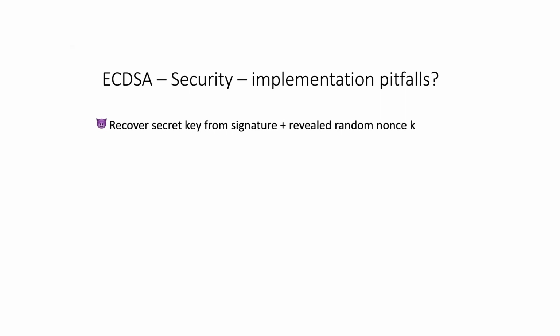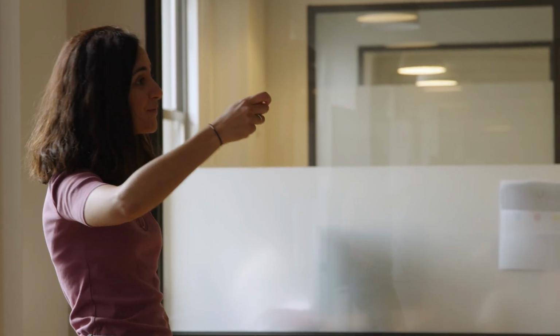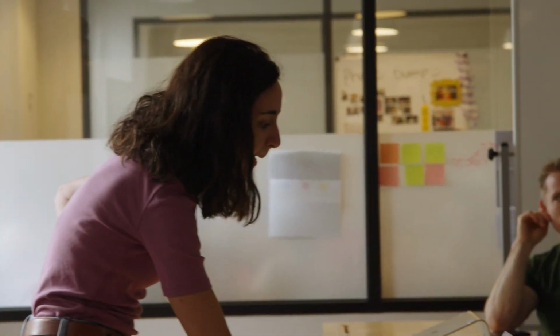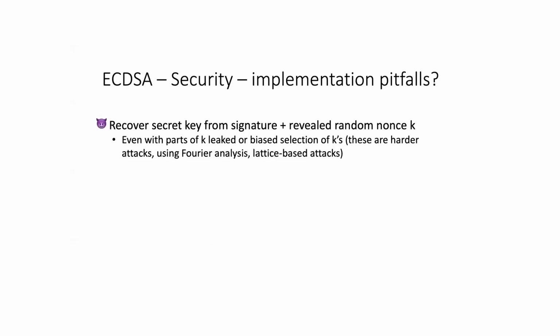There is a well-known attack that allows an adversary to recover the secret key from a signature if this random nonce k that was used during signing was revealed. So if for any reason this randomness k that you picked during signing was revealed, then an attacker can extract your secret key. And to make things even worse, this can actually happen even with parts of k being public, or even by having a biased randomness generator, where you can figure out something about the next randomness that's going to be picked.